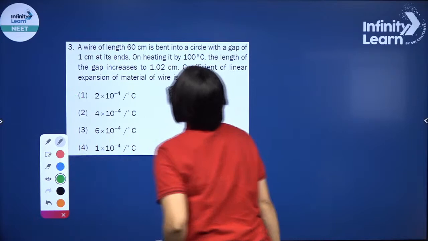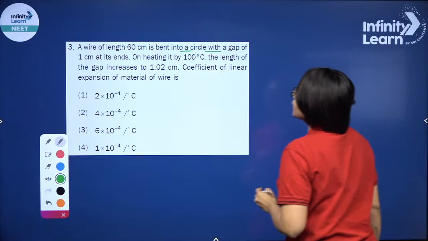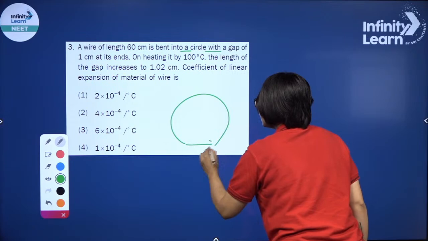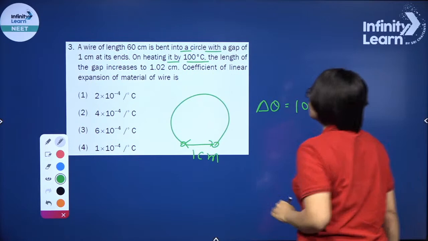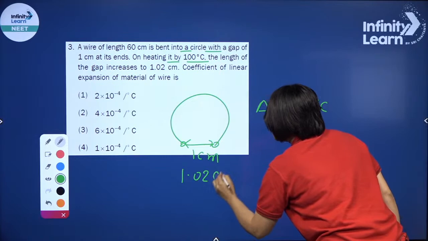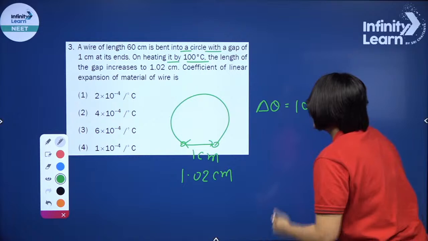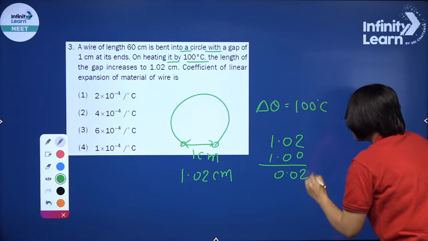A wire of length 60 centimeter is bent into a circle with a gap of 1 centimeter at its end. ठीक है, वायर को ऐसे बेंड किया कि इसके जो एंड्स हैं उनके बीच में 1 सेंटीमीटर का गैप है. On heating it by 100 degree Celsius, टेम्परेचर कितना चेंज किया, 100 degree Celsius, the length of the gap increases to 1.02 centimeter, है ना. What is the change in length, बच्चों? 1.02 minus 1 centimeter, which is 0.02 centimeter.